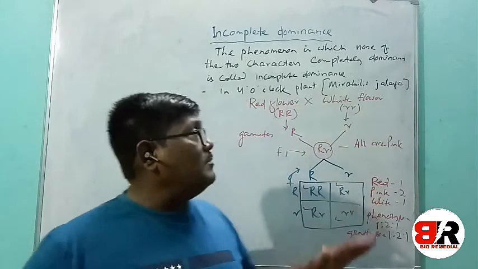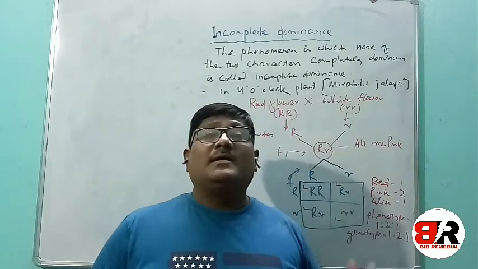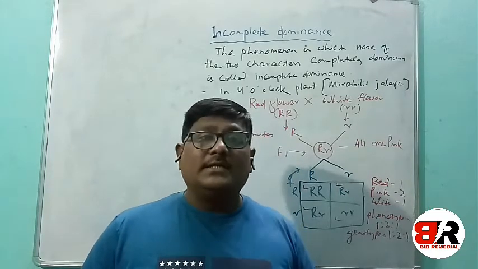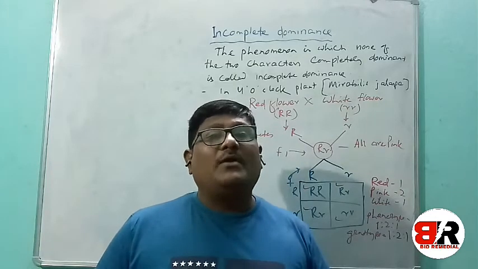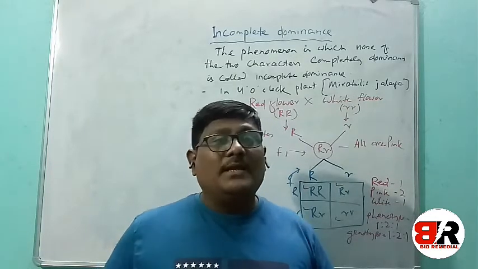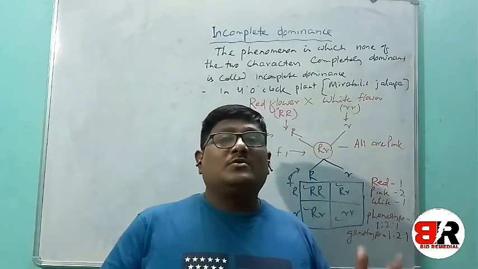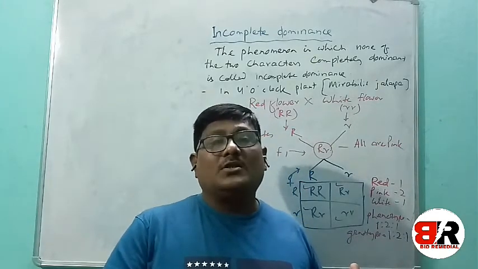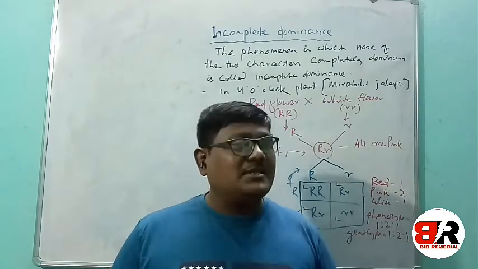So this is all about the concept of incomplete dominance, experimented on by Karl Correns, a German botanist. After the rediscovery of Mendelism, he found that somewhere Mendel's laws deviated. So this is one deviation of Mendel's law. We will understand further deviations of Mendel's law in the next videos.